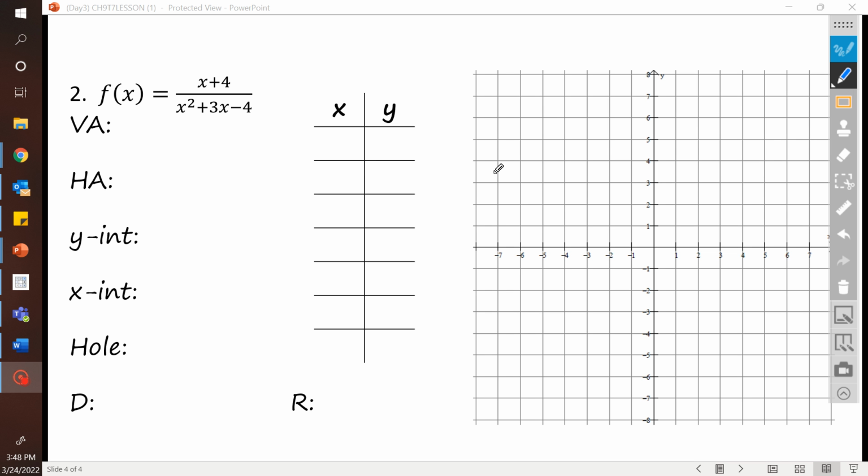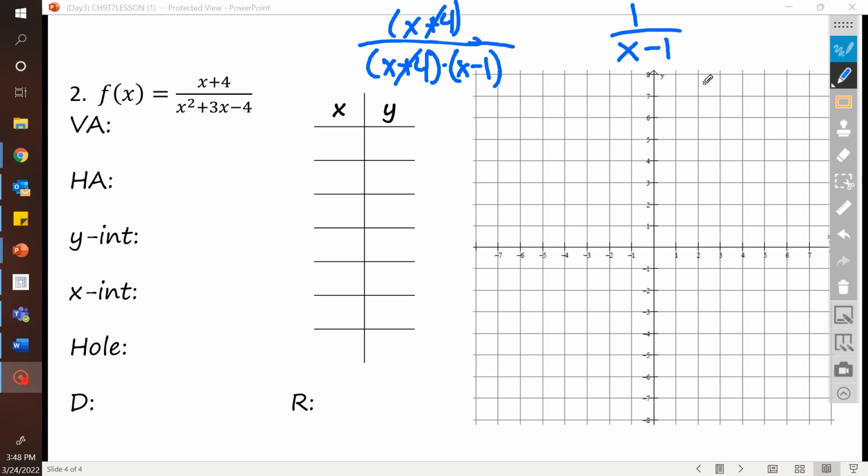All right, so we've got x plus 4 over x squared plus 3x minus 4. This one is pretty much the same, except you have to do the factoring yourself. So x plus 4 is a factor of the numerator. The denominator has factors of x plus 4 and x minus 1. The factors of x plus 4 cancel, so we're going to try to graph 1 over x minus 1.